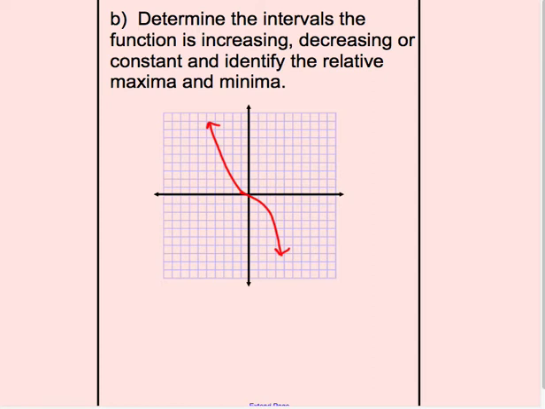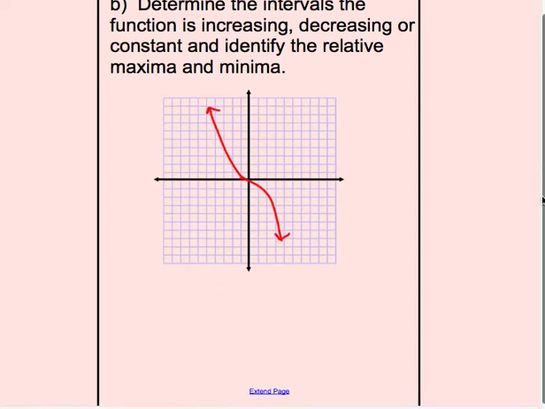Our next graph, again reading it from left to right, is decreasing the entire graph. So from negative infinity to positive infinity, our graph is decreasing. At no point does it switch to increasing. So therefore, we again don't have any relative maxima or minima.